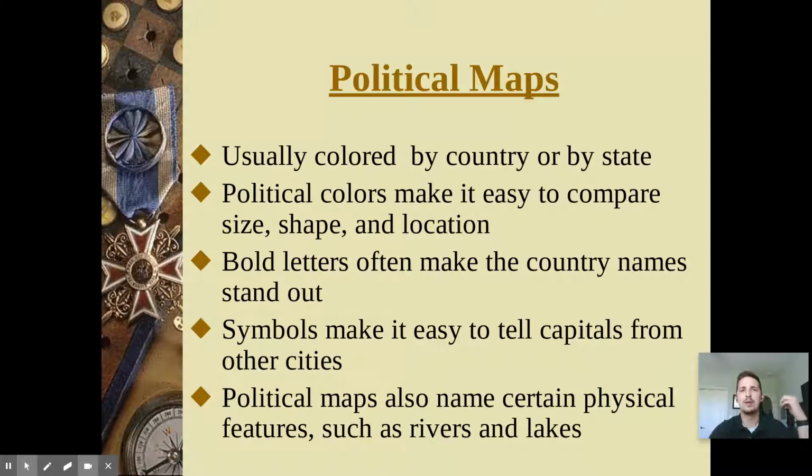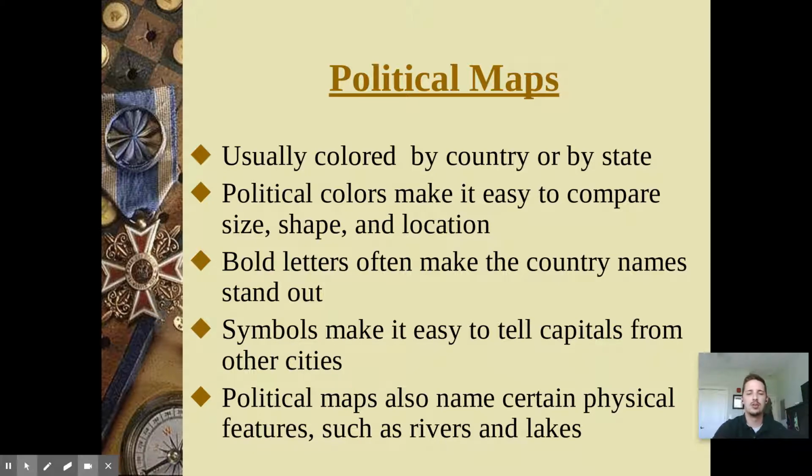On political maps, most of the time, a city is just going to be a single black dot with a name next to it. And a country capital is more often than not going to look something like a star with a circle around it. They kind of vary a little bit, but that's generally what they tend to look like.